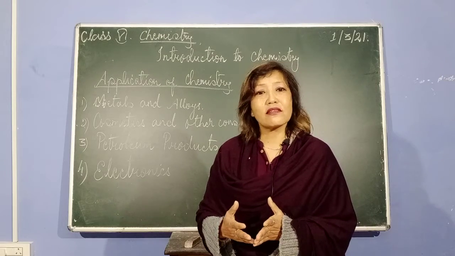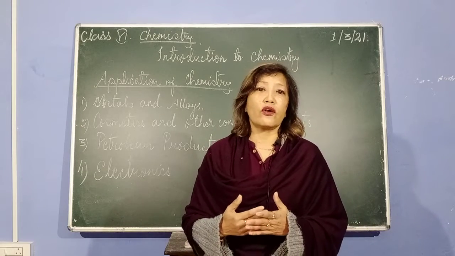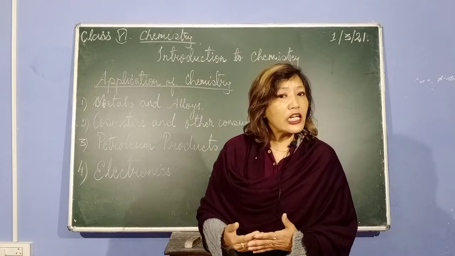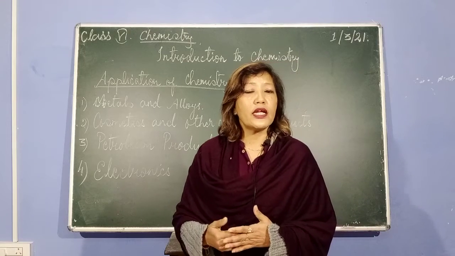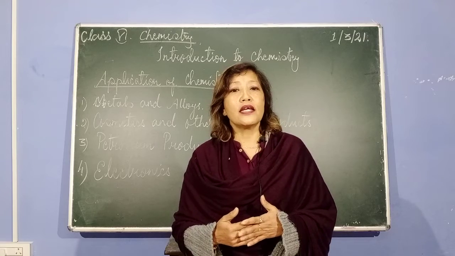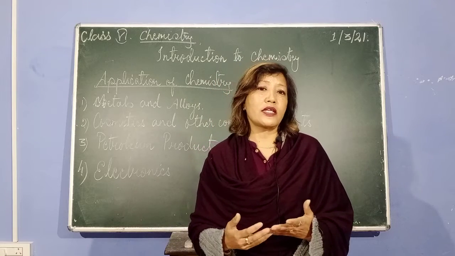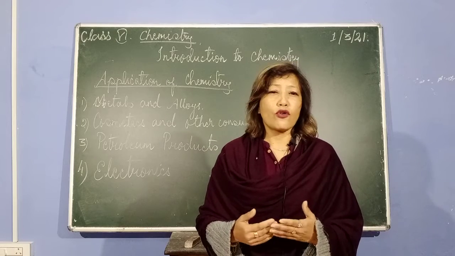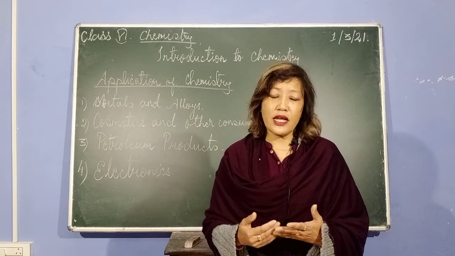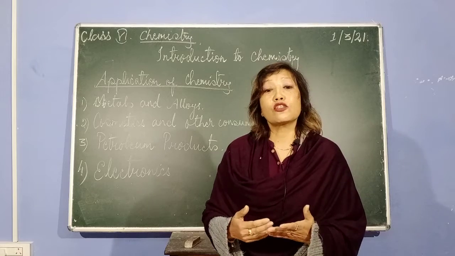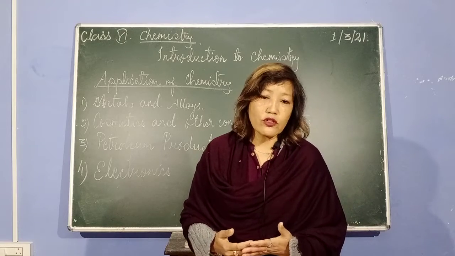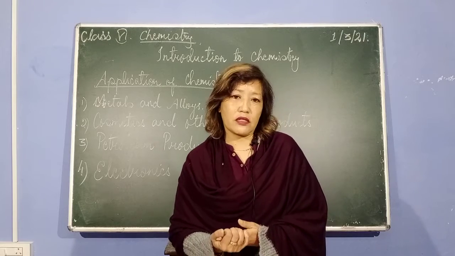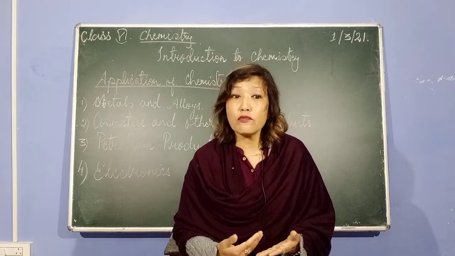So these metals are used in the manufacture of machines, and those machines are used in agriculture, in farming, in industries, and in automobiles, such as road vehicles, then railways, rockets, airplanes, etc. Isn't it? So since these metals are really important, one question for you is, how do we get these metals? From where do we get these metals?